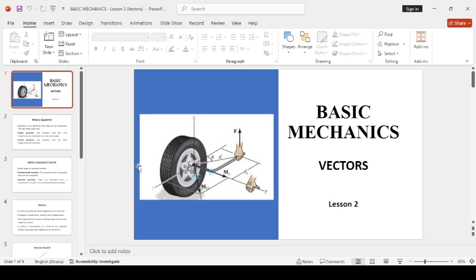This is Learn with Maki, and in this tutorial we are going to continue with what we started from lesson 1. So we are continuing with lesson 2, and in lesson 2 we'll be looking at vectors.